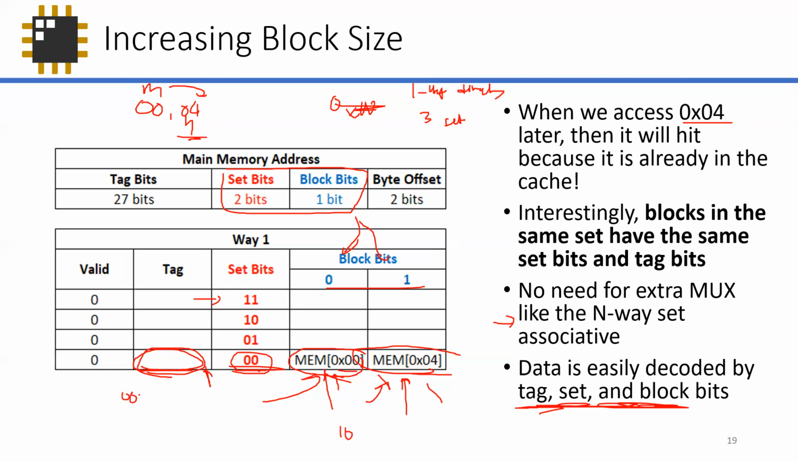If 0000 is underscore 000, so if I'm going to change the tag bits, this is the tag bits.